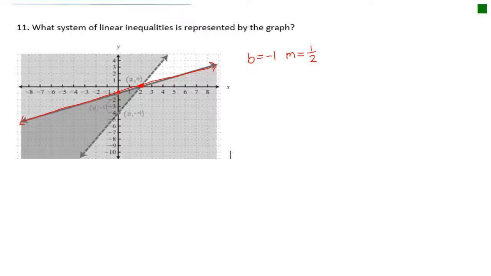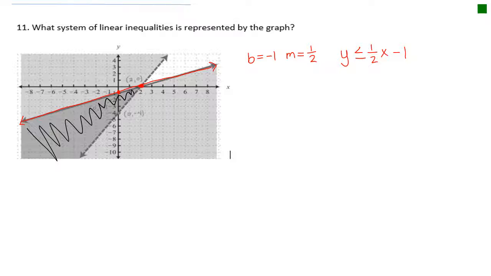Now we can write that in slope-intercept form. So it's going to be y. We're not sure of our inequality symbol just yet, so we can just say 1/2 x minus 1. And now we need to determine the shading. Is it less than or greater than, or less than or equal to, or greater than or equal to? Notice the darker part of our whole solution is down here. So this one is going to be less than or equal to because it's a solid line.